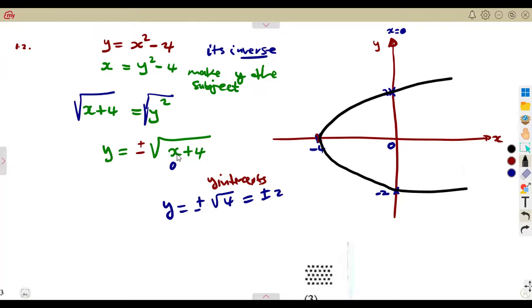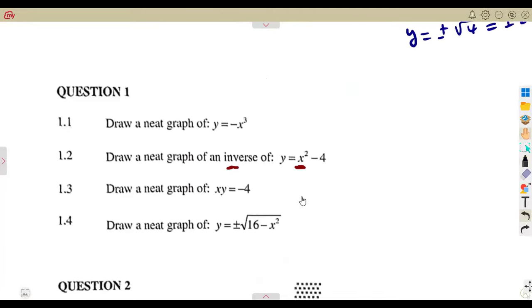That's it. So this is the inverse, and the equation of the inverse is this one. Y is equal to plus or minus the square root of x plus 4. You have the inverse of the function. So they will test you like that. You need the inverse first. Then what type of function is that?